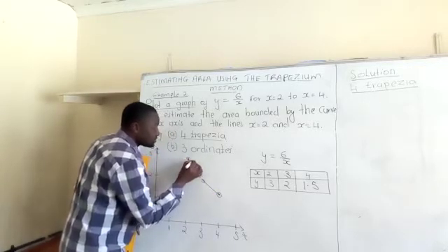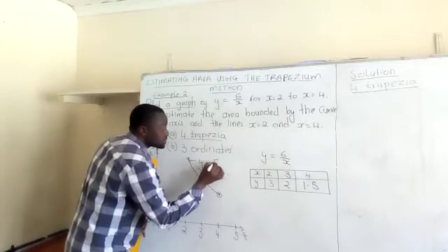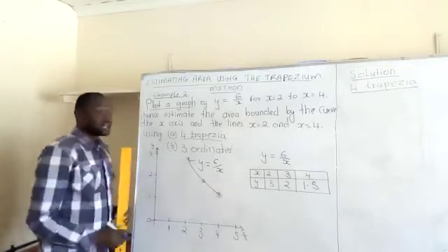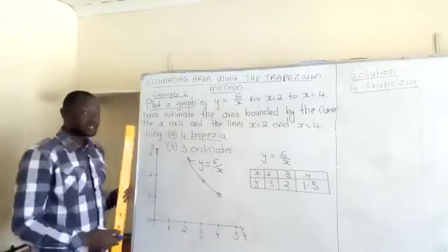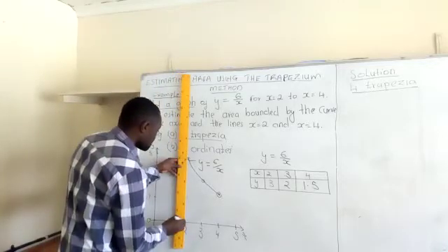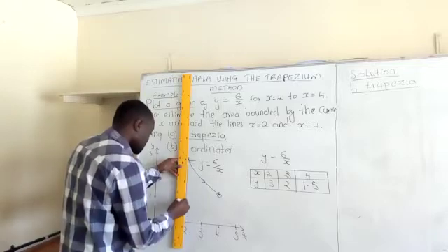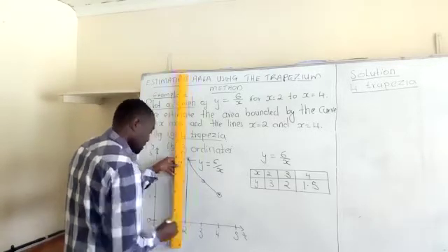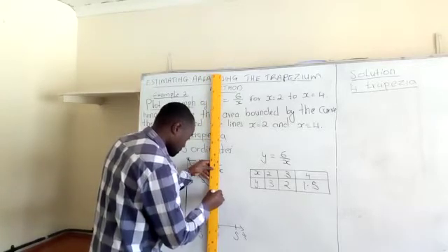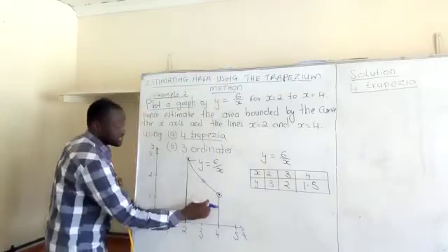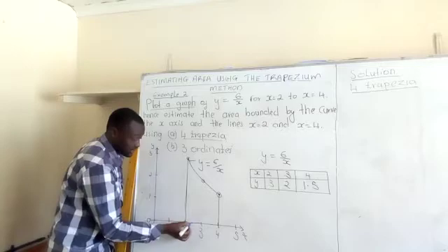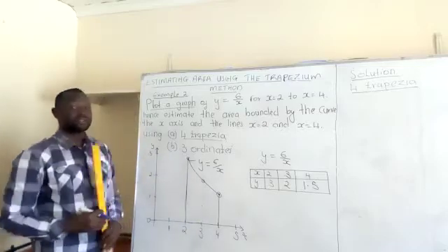So this will be the curve. This is the curve of y equals 6 over x. And then we need the region bounded by that curve, the x-axis, and the lines x equals 2 and x equals 4. So this is the line x equals 2, and this is the line x equals 4. So this is the area that we need, and on the lower side, we have the x-axis.